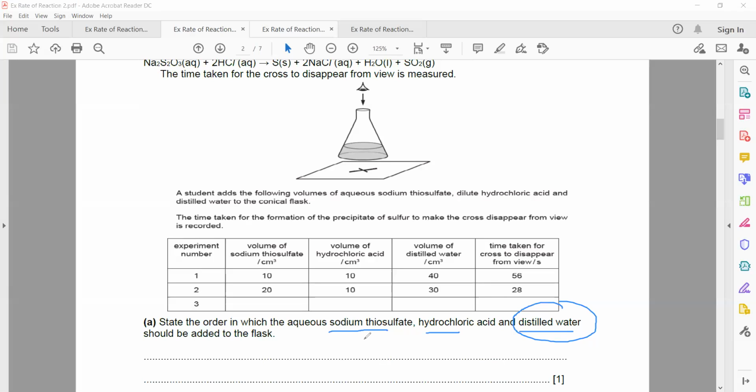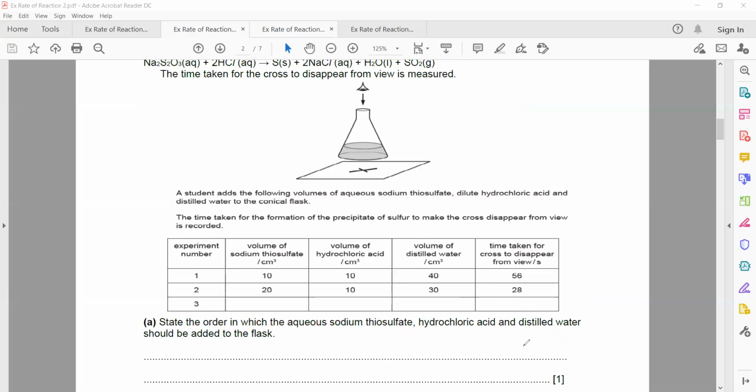Because the water is not a reactant, water is just making the final volume the same. So for example, if you add thiosulfate first in a conical flask, then you will not add hydrochloric acid directly. What is the reason why you should not add hydrochloric acid directly? Because if you add sodium thiosulfate with hydrochloric acid, the reaction will start. So addition of the water will not make much difference to the rate. That is why we should not add both reactants together. It can be any order, but not together.